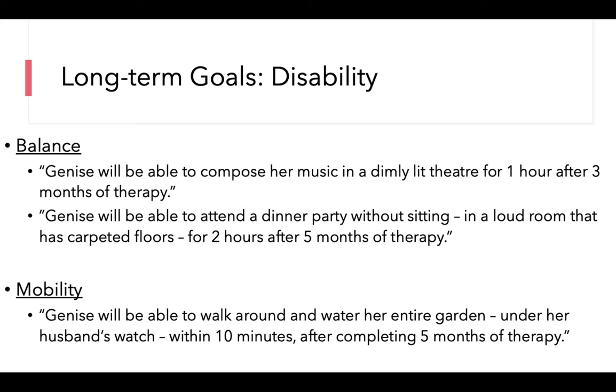For her long-term goals, I made these out to be her disability goals. So for balance, Janice will be able to compose her music in a dimly lit theater for 1 hour after 3 months of therapy. And Janice will be able to attend a dinner party without sitting in a loud room that has carpeted floors for 2 hours after 5 months of therapy. For mobility, Janice will be able to walk around and water her entire garden under her husband's watch within 10 minutes after completing 5 months of therapy.